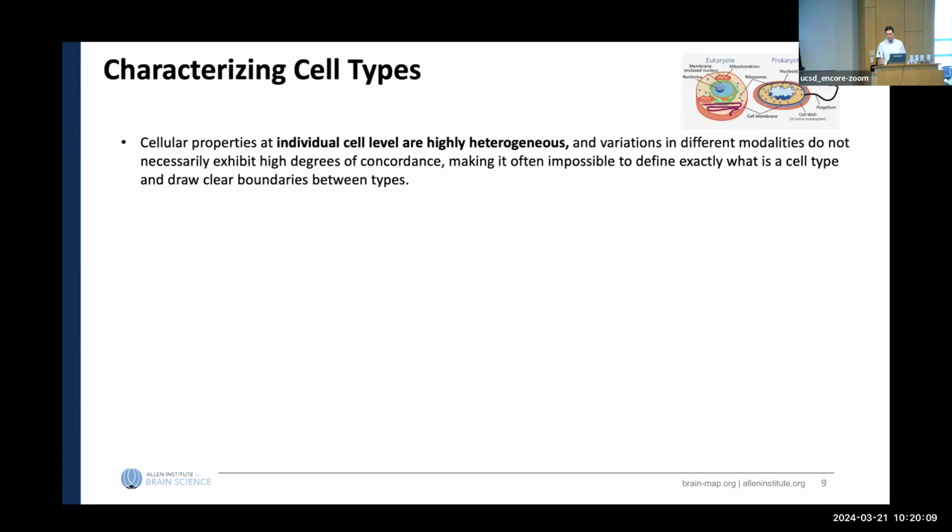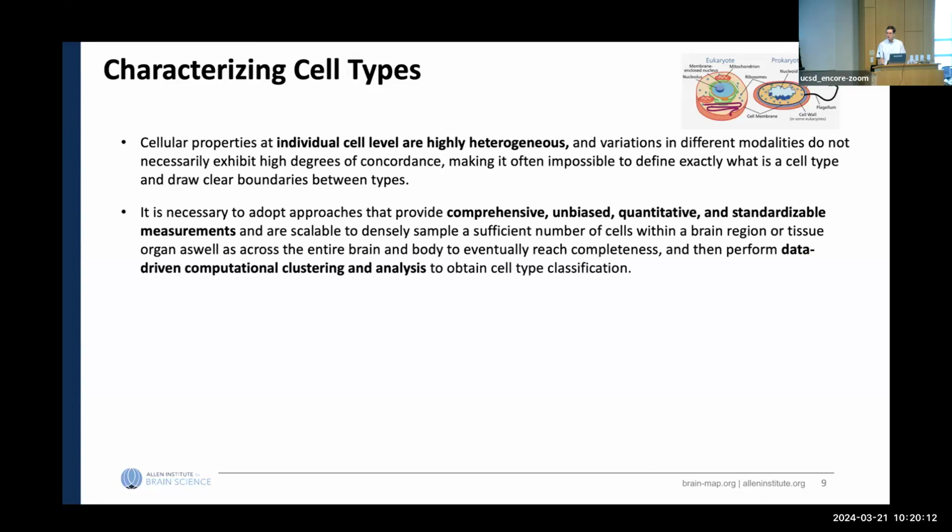But cells are heterogeneous, there's a lot of variability. What we would like to do is build comprehensive, unbiased, quantitative, standard models of this, and then perform data-driven computational approaches to these, right?